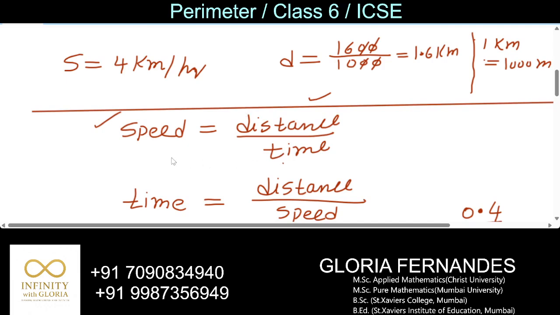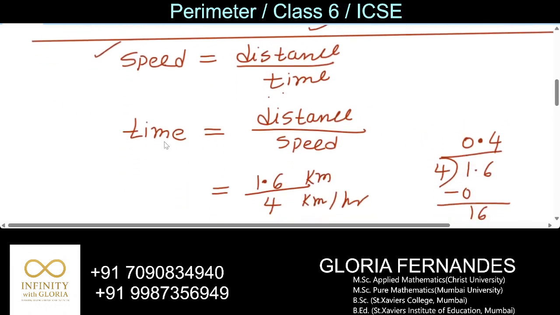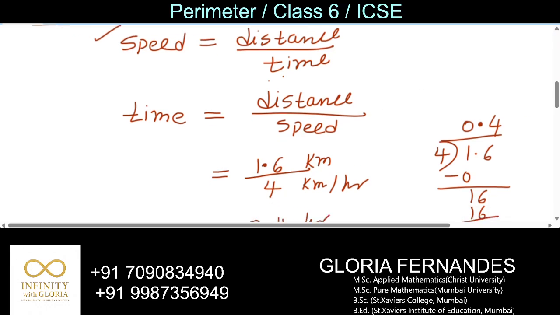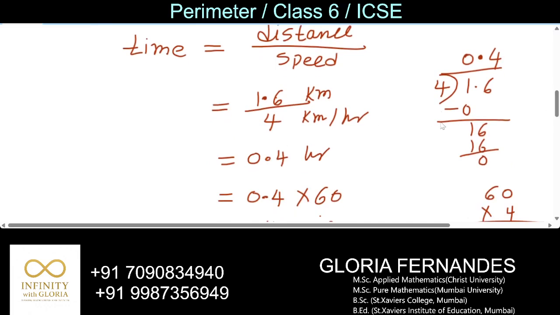So whenever we need time, time goes here, speed goes down. So they interchange the position. So time can be written as distance upon speed. Substitute the value for distance, substitute the value for the speed. All right. And then we divide, we get 0.4 hours.